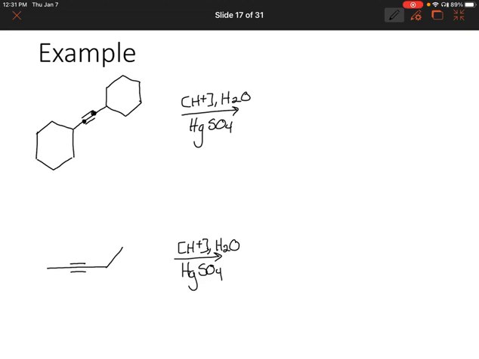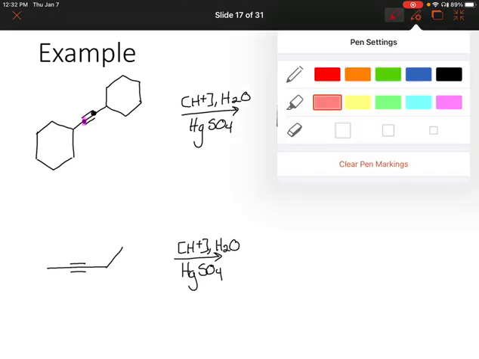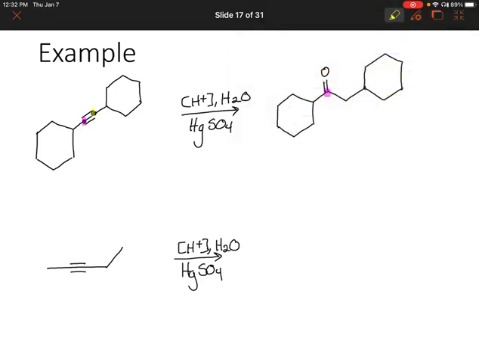So maybe the ketone forms on the first carbon. And then we get 2 more carbons and another ring. So one product looks like that, where we have the carbon double bonded to oxygen. And actually, I'm going to highlight those carbons. So let's highlight the first one in purple. And we'll highlight the second one in yellow, just to kind of keep track.